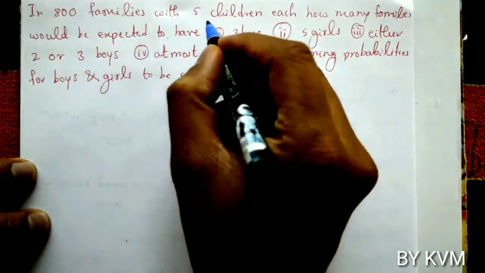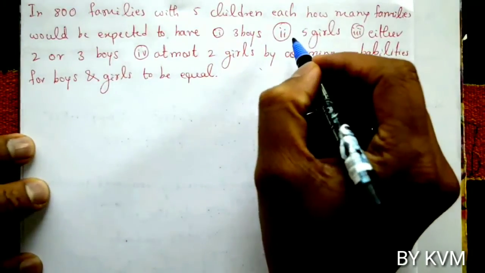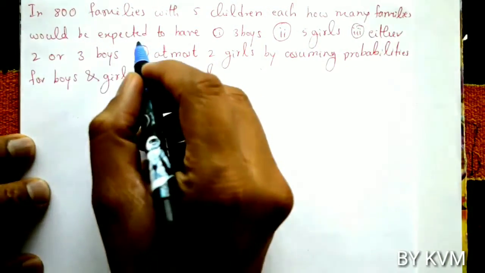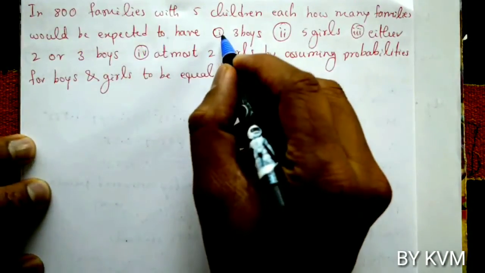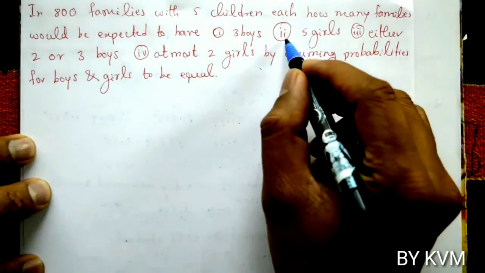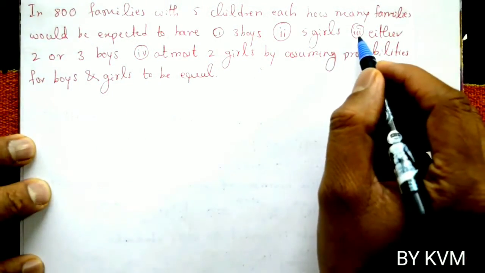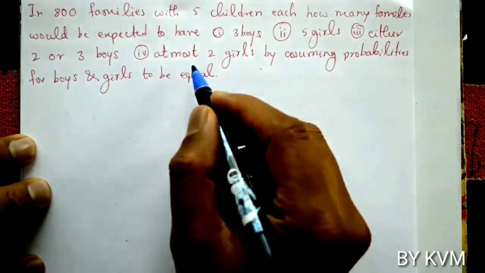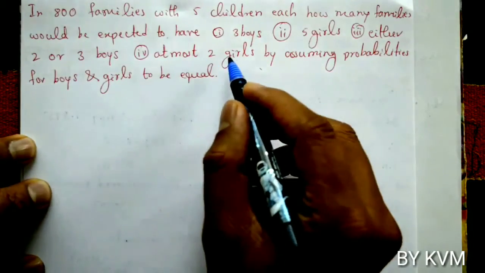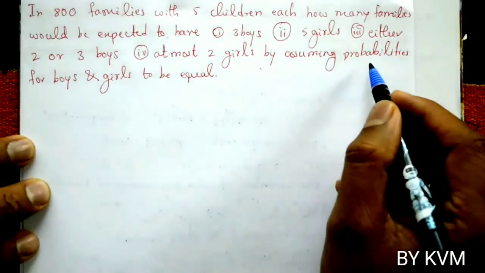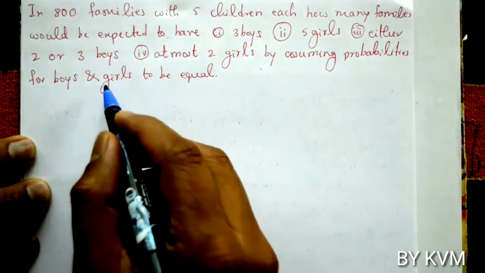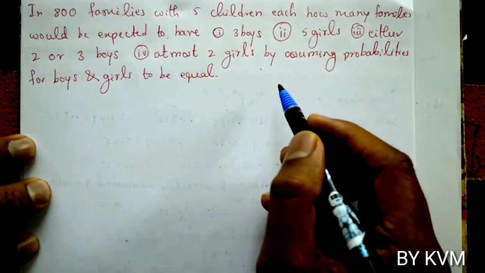In 800 families with 5 children each, how many families would be expected to have: first case, 3 boys; second case, 5 girls; third case, either 2 or 3 boys; fourth case, at most 2 girls, by assuming probabilities for boys and girls to be equal.